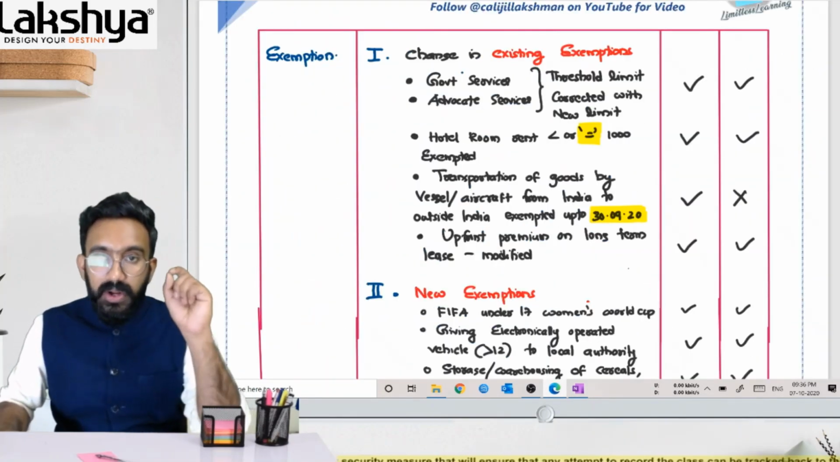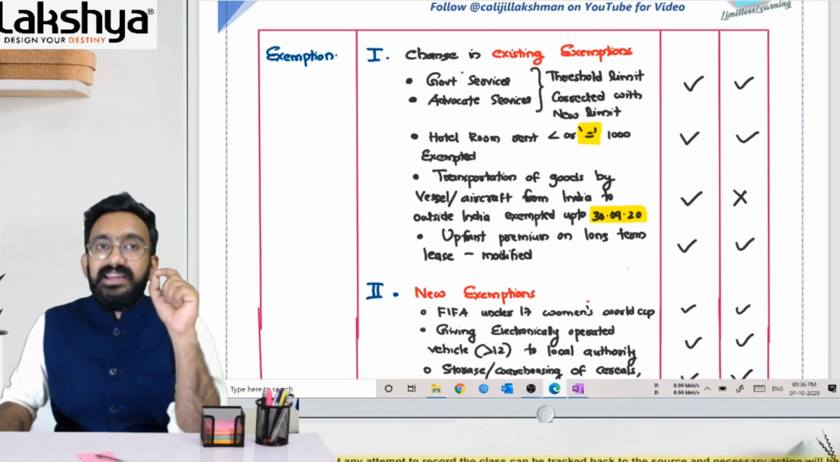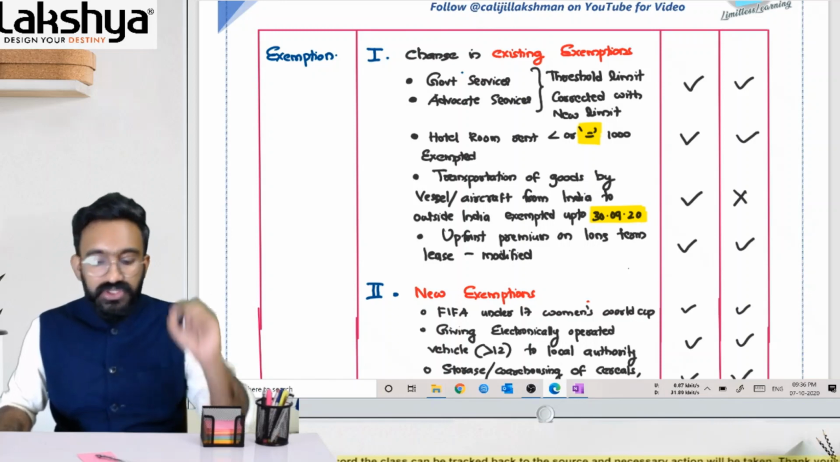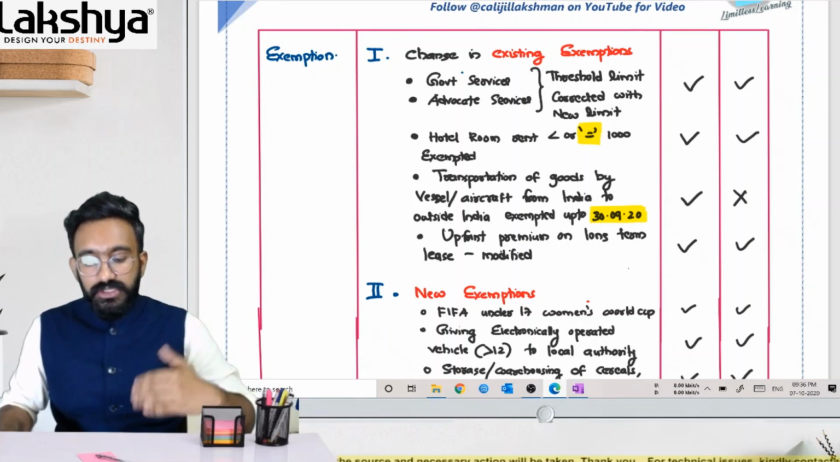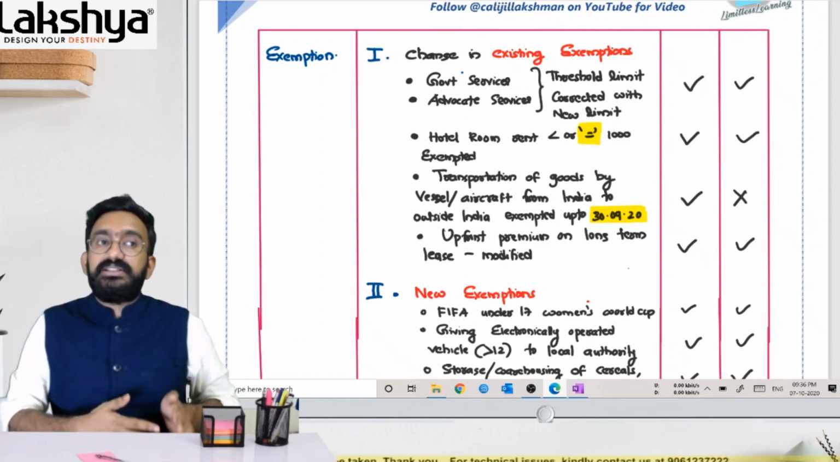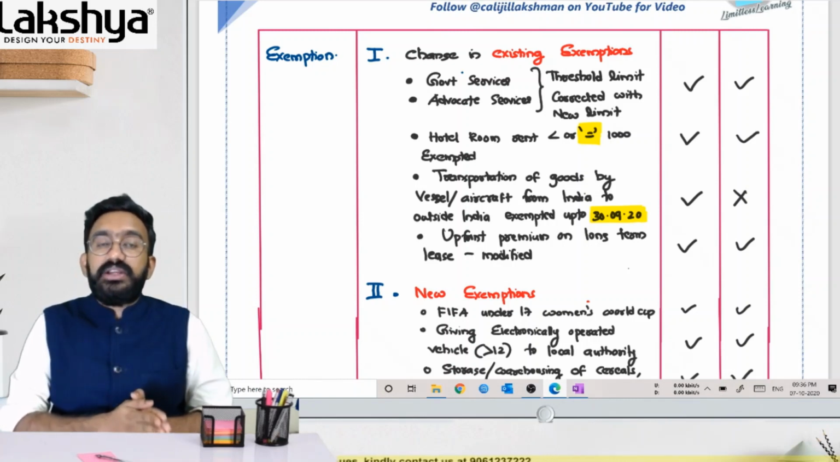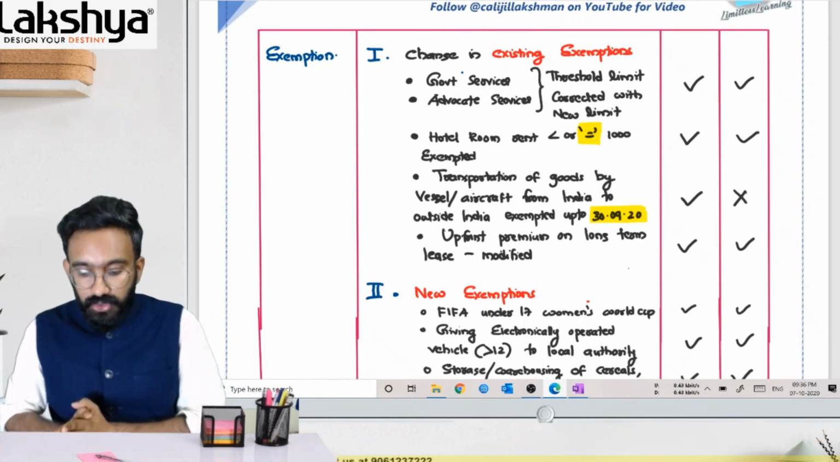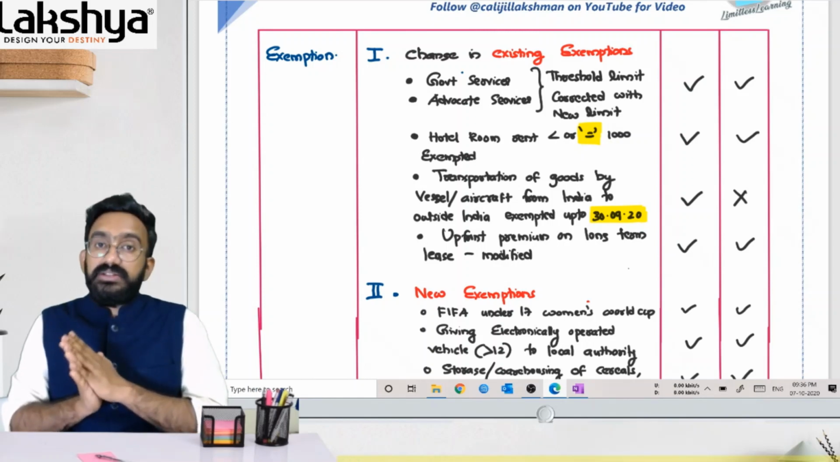Then there is one case which is applicable only for CA Final, which is an exemption on IGST on transportation of goods by vessel or aircraft from India to outside India, which is exempted. It was earlier exempted till 30th of September 2019. Now that exemption is extended for one more year. It is exempted till 30th of September 2020.